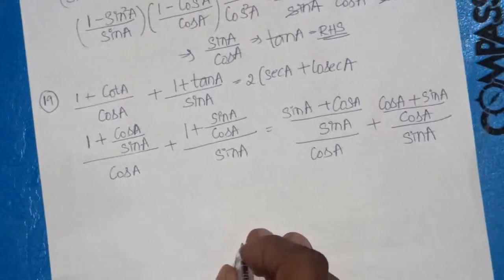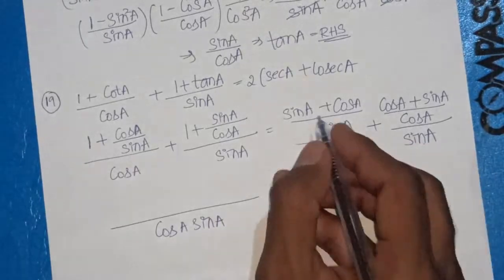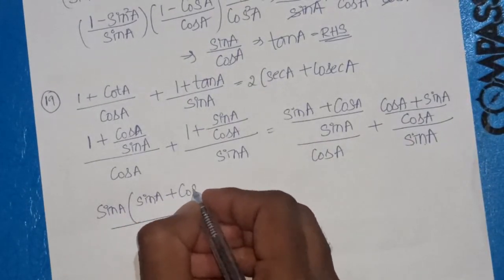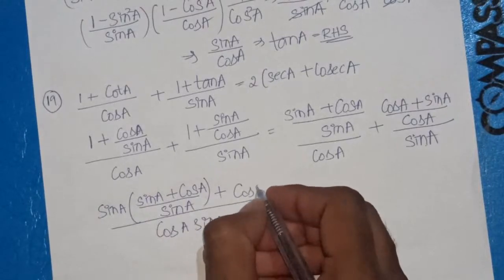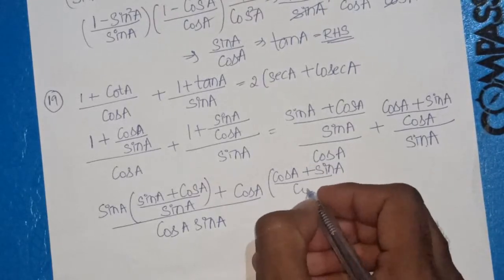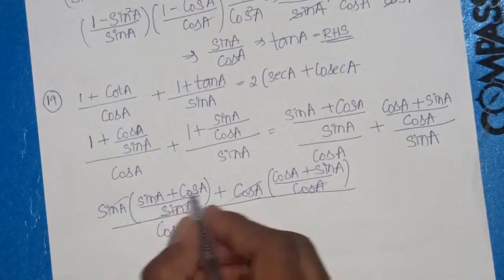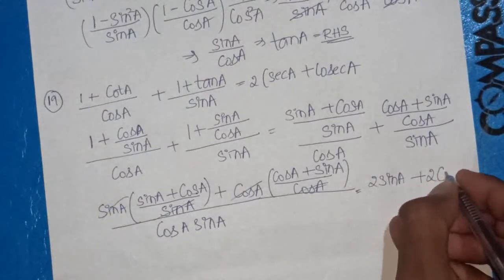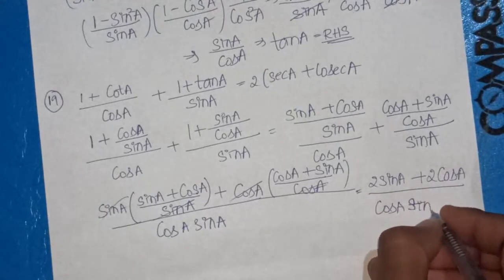By taking LCM, now we will be having cos A into sin A in the denominator. Multiplying accordingly, we get sin A into sin A plus cos A, plus cos A into cos A plus sin A. The cos A sin A terms will be cancelled out, and we will be left with 2 times sin A and 2 times cos A, that is 2 sin A plus 2 cos A divided by cos A into sin A.